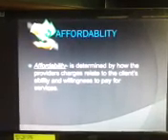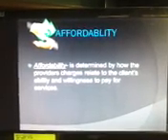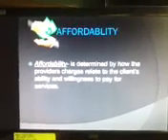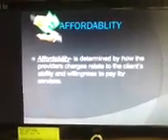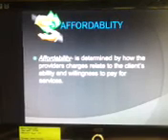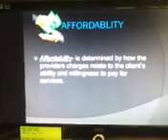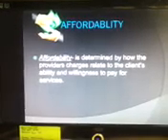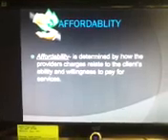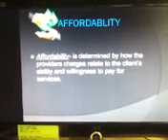So first off is affordability, which is determined by how the provider's charges relate to the client's ability and willingness to pay for the services. So obviously we want to be able to afford the services provided by physicians and mid-level providers like PAs and nurse practitioners. We want to make sure that it's accessible because of the cost.